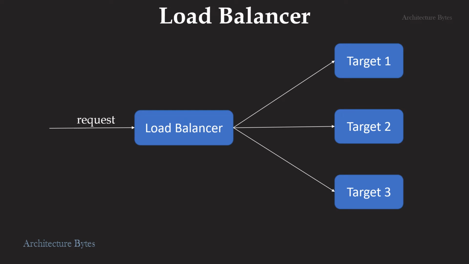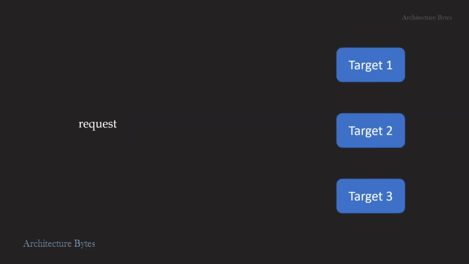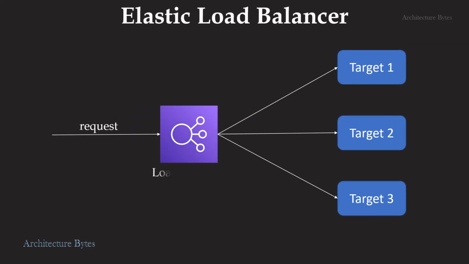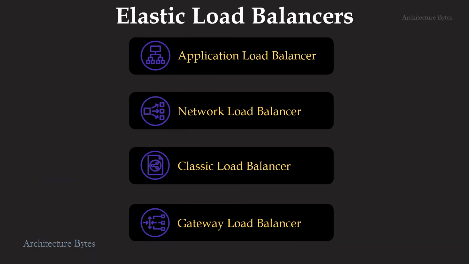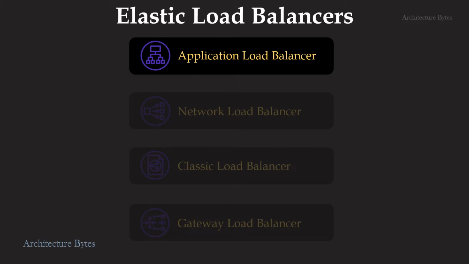In its simplest terms, a load balancer is a service which can direct a request to one or more targets. This allows spreading the load across target services. AWS provides elastic load balancers for this purpose. There are several kinds of these. Let's look at them. There are four kinds of elastic load balancers: application, network, classic, and gateway load balancer. Let's start with application load balancer.